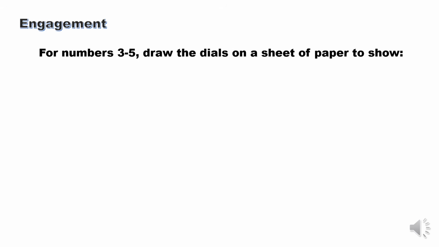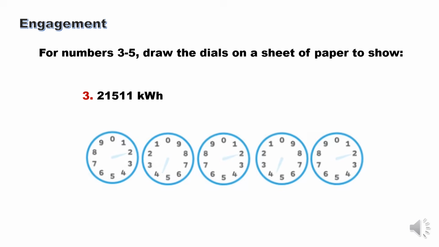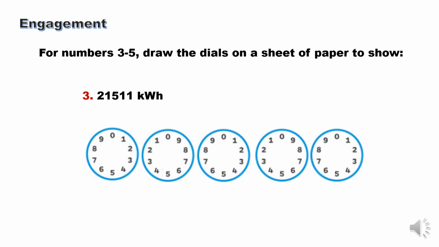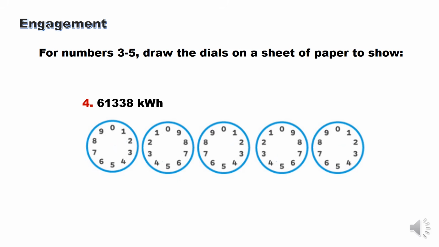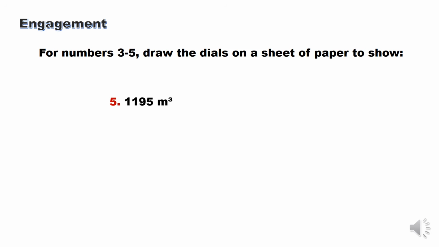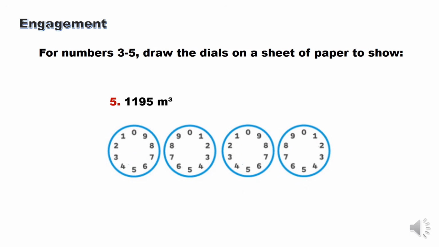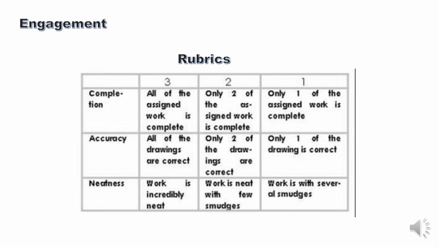For numbers 3 to 5, draw the dials on a sheet of paper to show. Number 3, this is only an example. It's your time to answer number 4. You can use these dials. And number 5. And here's the rubrics.